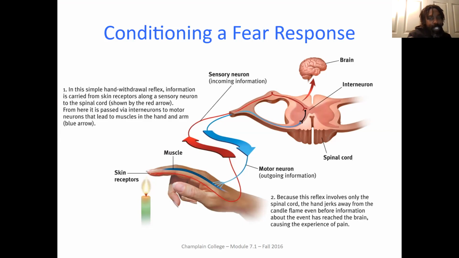So this is another way of representing the same thing. The candle could be replaced by the hot stove if you want. A simple spinal reflex pathway is composed of a single sensory neuron and a single motor neuron. These often communicate through an interneuron, relayed to the central nervous system. A headless warm body could do it.